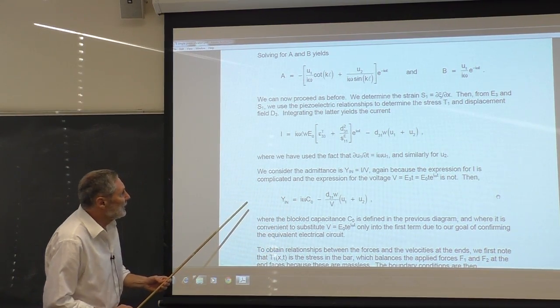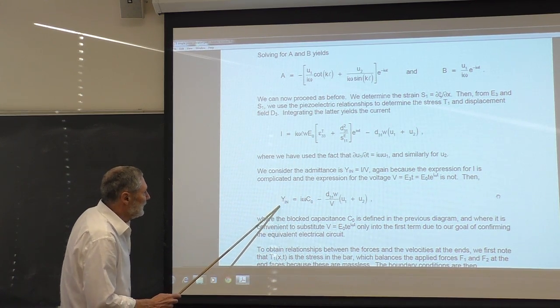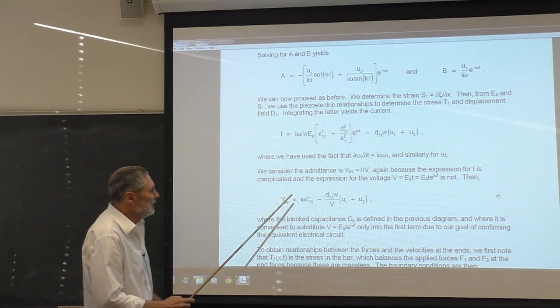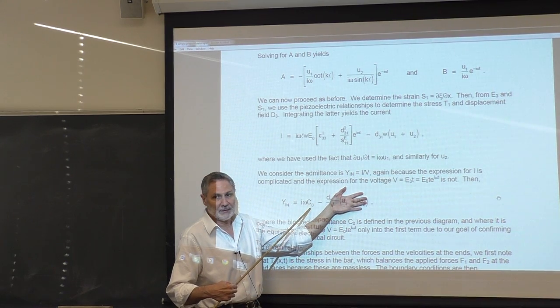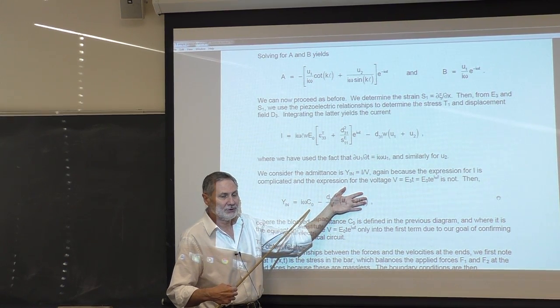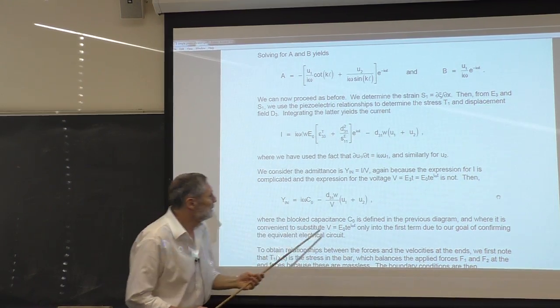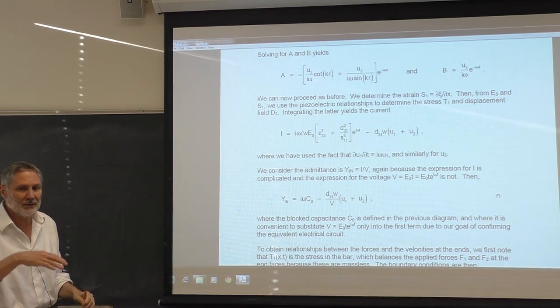Okay, when we find the admittance, we get i omega times something. That something will be the blocked capacitance. Blocked meaning this is not here. And that's the meaning of the blocked capacitance. It's what you see when you block the mechanical side. That's why it's called the blocked capacitance. So this will be listed in that previous page underneath the equivalent circuit.